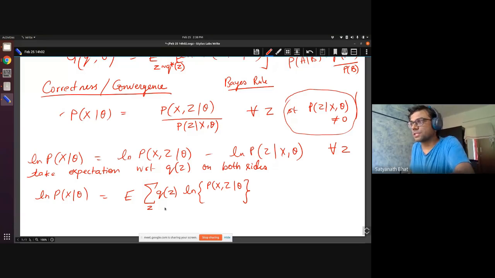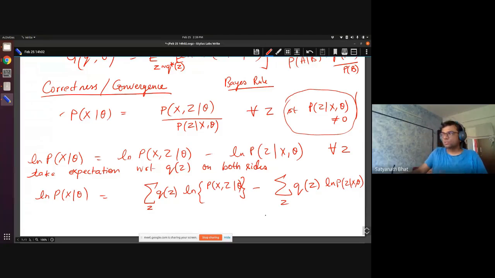There is no separate expectation, sorry, because whatever I have written is already the expectation. So this is what we get on the first term, and on the second term again we will have a sum over z of q(z) ln p(z | x, theta). So this we can do.